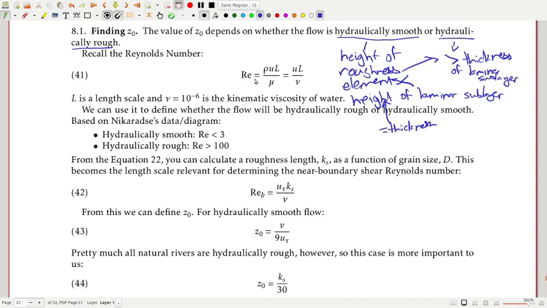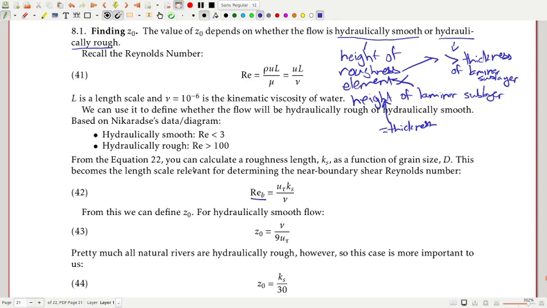So let's go back to the Reynolds number, and we're going to define a Reynolds number down here, which is the boundary Reynolds number. So what is the Reynolds number near the boundary? Based on Nikuradse's data, and if you're really interested, you can go back to these original papers that he wrote on roughness and pipe flows. Hydraulically smooth flows occur for boundary Reynolds numbers that are less than 3, and hydraulically rough flows occur when that Reynolds number is greater than 100. And of course, there's a transition zone that's really messy in between those two.